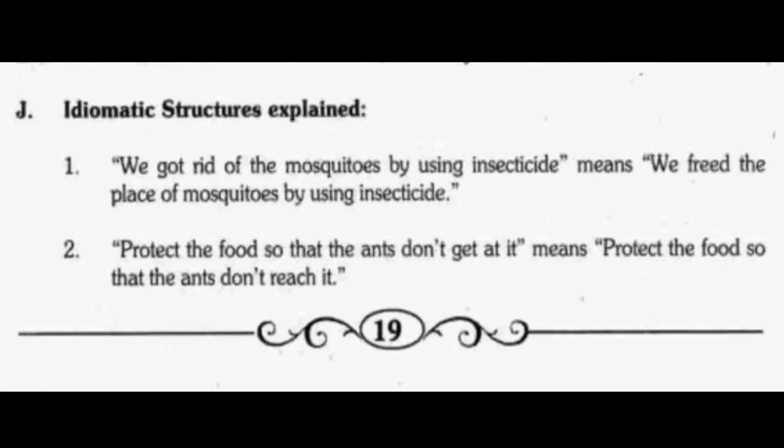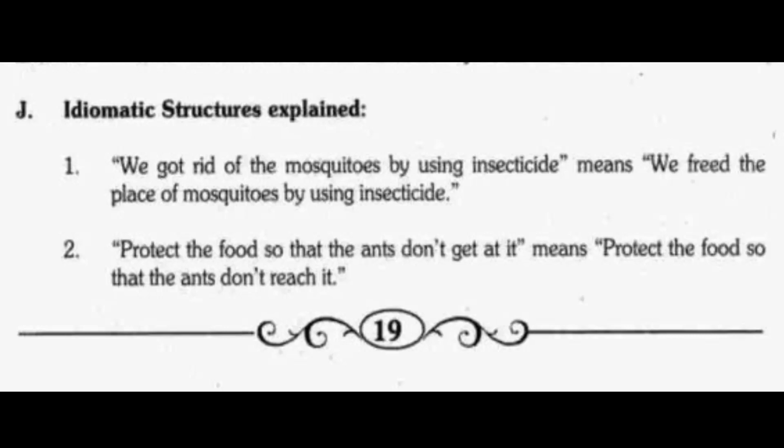Exercise J is idiomatic structures explained. Number one: we got rid of the mosquitoes by using insecticide, means we freed the place of mosquitoes by using insecticide. Number two: protect the food so that the ants don't get at it, means protect the food so that the ants don't reach it.